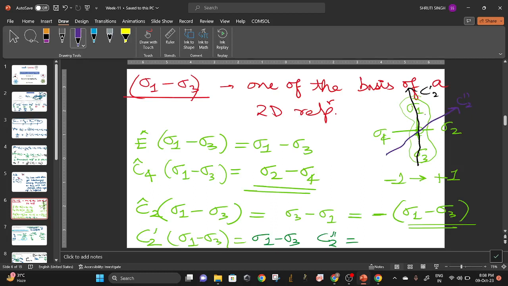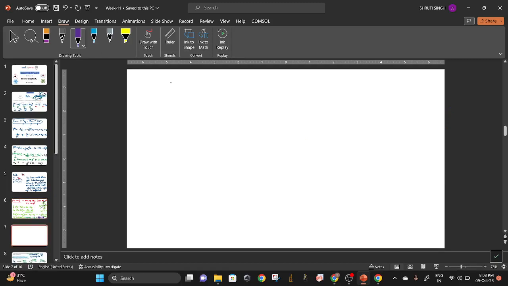Sigma 1 becomes sigma 2. So it will be sigma 2 minus sigma 4. Now here we got a new basis again, which is sigma 2 minus sigma 4. So when you apply the further operations, S4, you will get sigma 2 minus sigma 4.